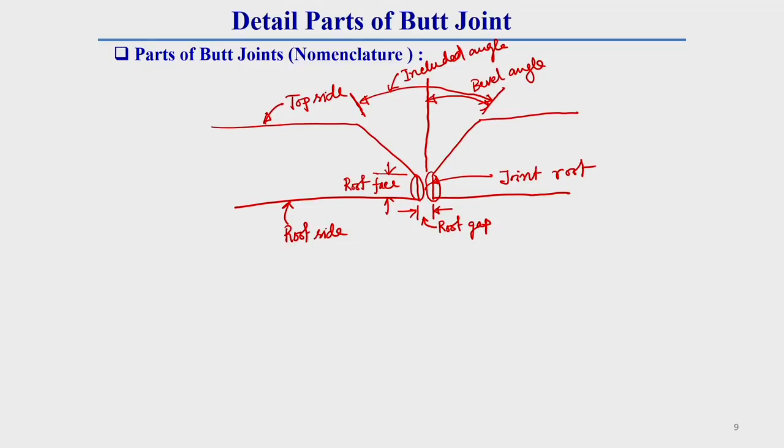Now we will see in case of a J groove, how it looks like. In case of a J groove or U groove, what are the different elements of a bar joint? That also we will see.